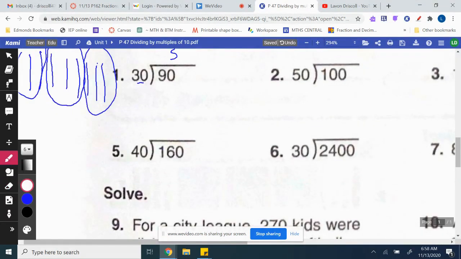Let's say, how many times does 4 go into 16? Well, I know that 4 times 4 equals 16, so 4 goes into 16 4 times. So how many times would 40 go into 160? It would go in there 4 times. 4 times 0 is 0. 4 times 4 is 16. And I get 0 remainder.